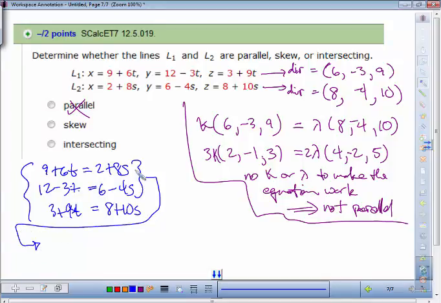I'm used to having all the s's and t's on one side, so I'll bring them over to the left side. We have 6t minus 8s, and the constants go on the other side, so 2 minus 9, which is negative 7. Then I'll do the same thing for the second equation. I have a minus 3t plus 4s is equal to 6 minus 12, which is negative 6.